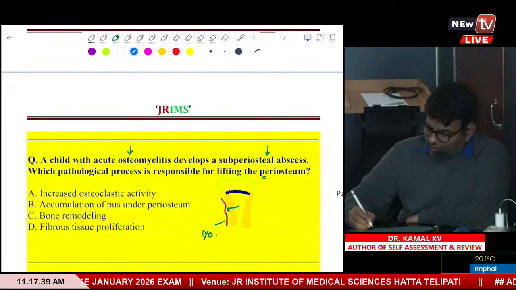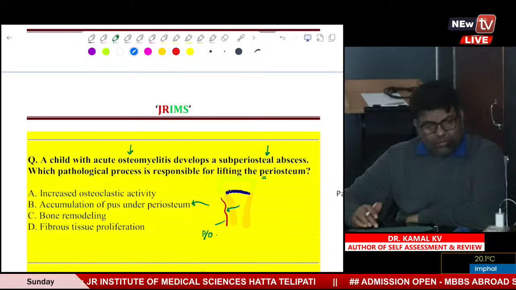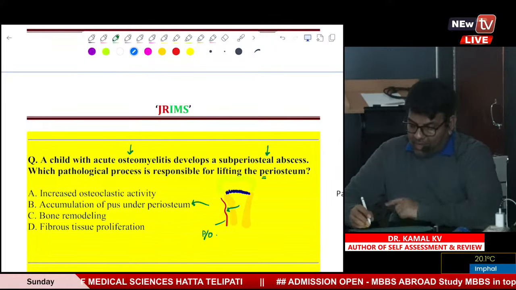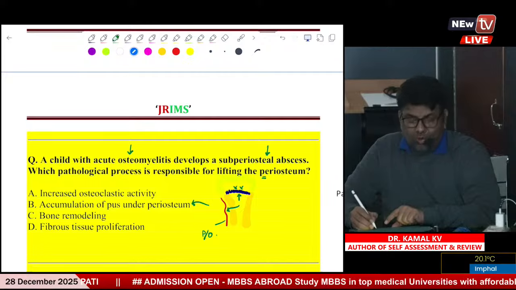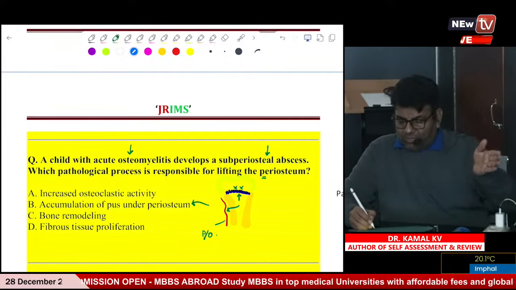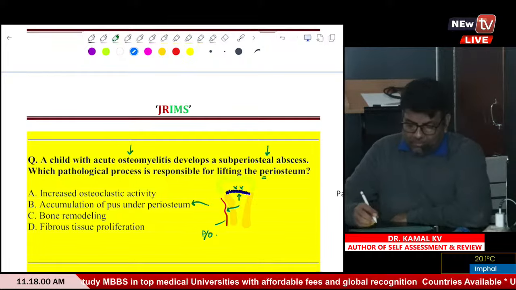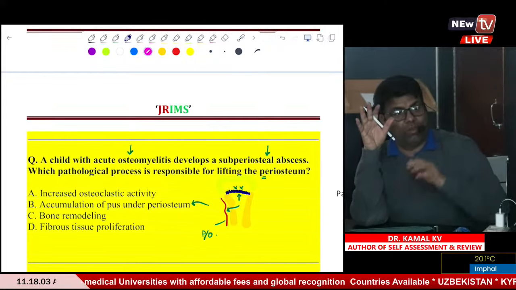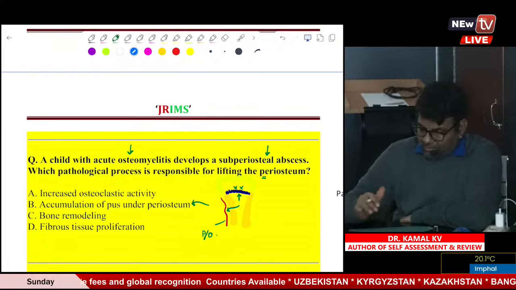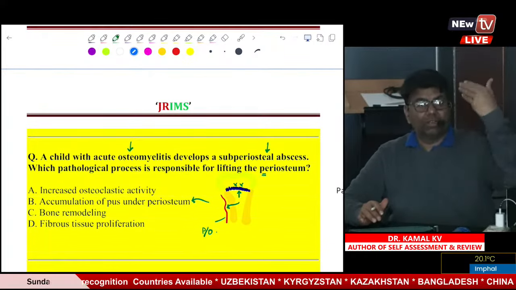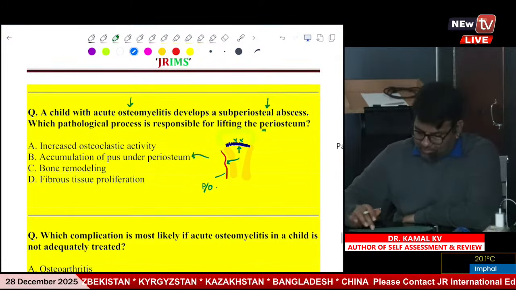So what is the reason for lifting of the periosteum? Accumulation of pus which is lying below the periosteum. And why is it happening? Because this physis is very resistant. It will not allow the pus to go inside. So the pus is coming outside by breaking the cortex of the metaphysis. And we know that once pus is formed, it will always make its way. It will not stop at one place. That's why we always say we should drain pus, otherwise it will make its own way. So, accumulation of pus under the periosteum.